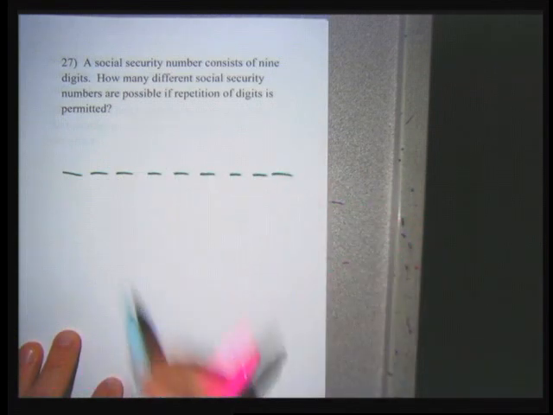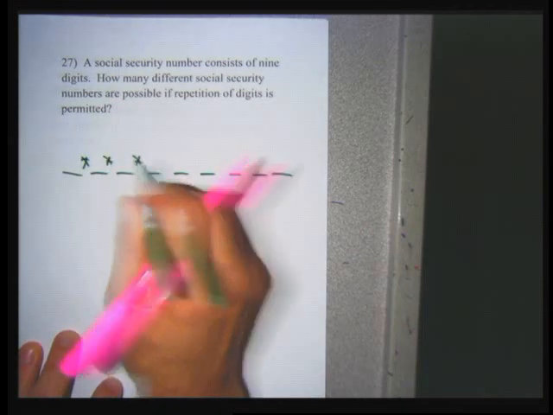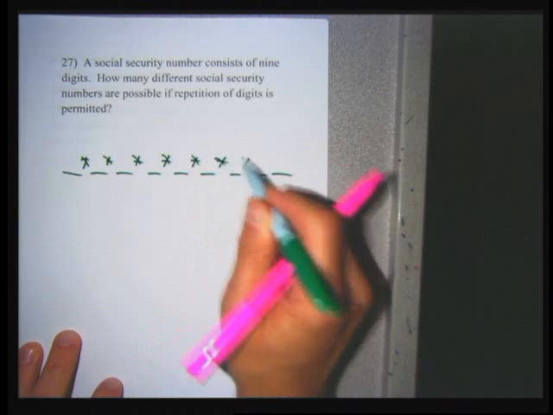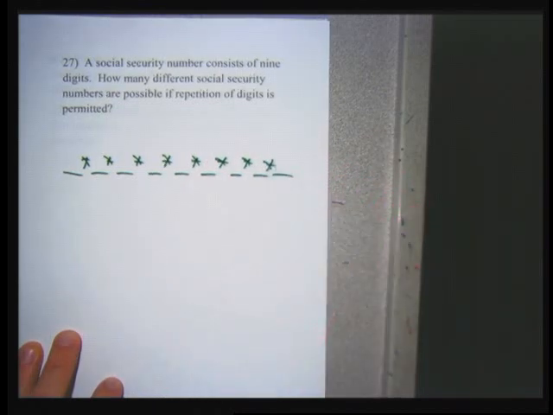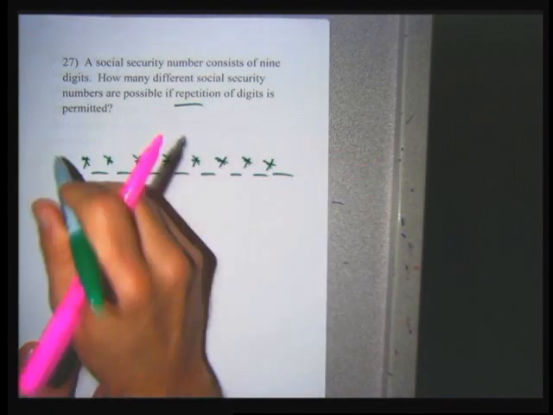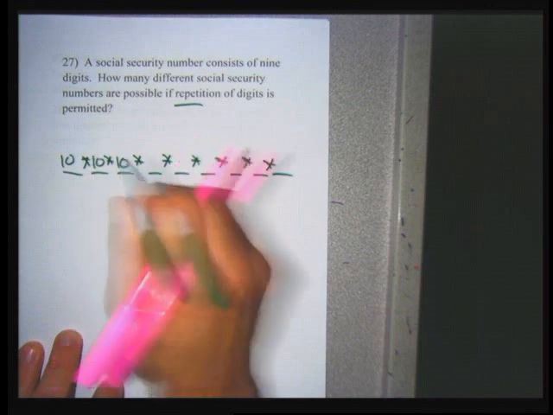I need 9 different spots. I don't really need to write numbers. First number, second number, all the way to the 9th number in the Social Security. And for each of these 9 numbers, it says repetition is allowed. So the numbers 1 through 9 and 0 are allowed each time. So it's just going to be 10 each time.